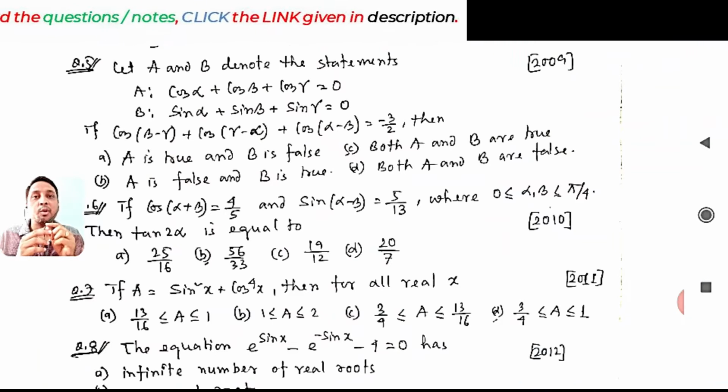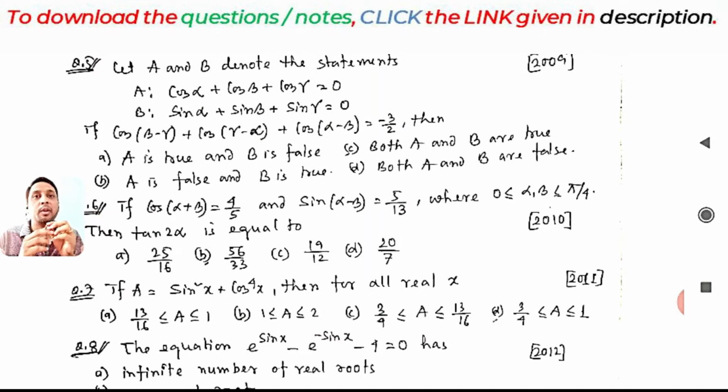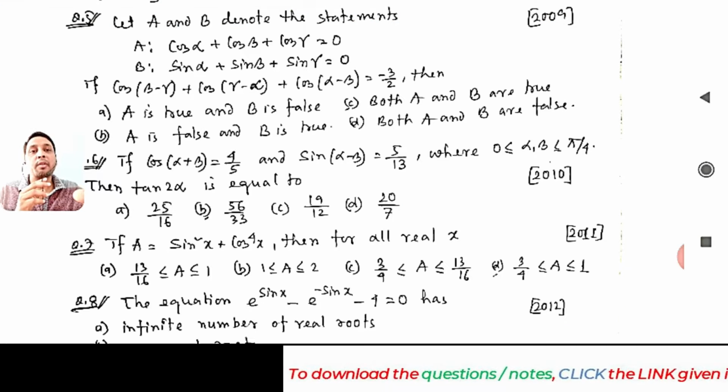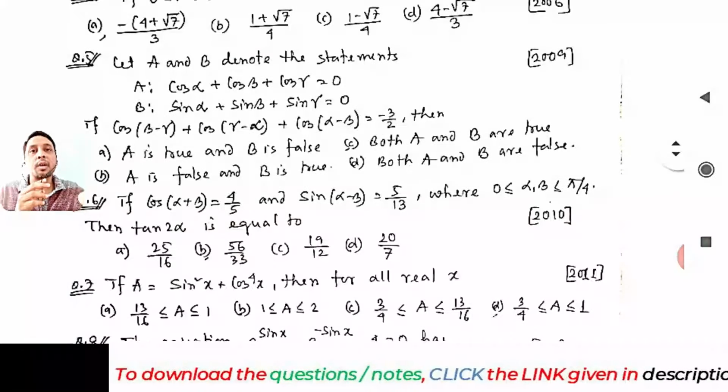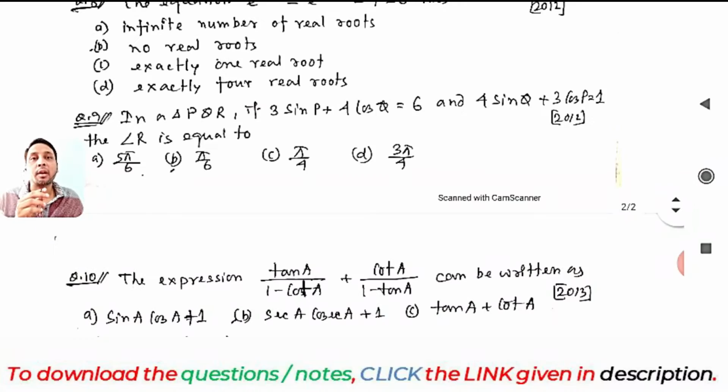Okay students, welcome you all to this new lecture of trigonometry part 1, intermediate level. Here we are solving previous year JEE Main questions. So today I will be solving 3 questions, starting from question number 5 up to question number 7. Okay, then let's try to solve these questions.